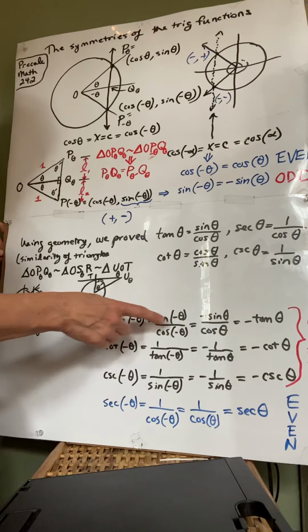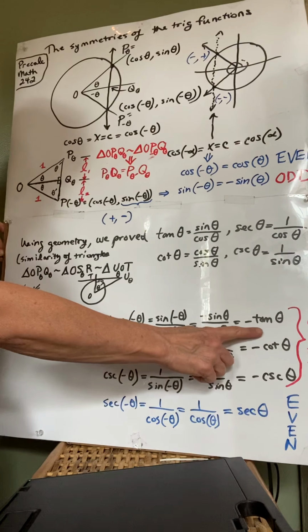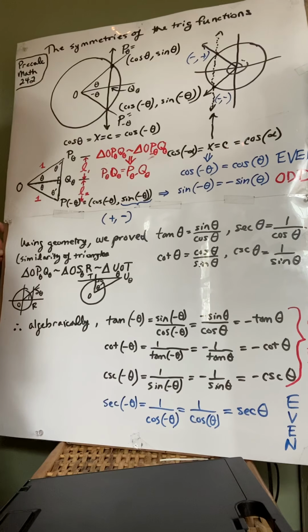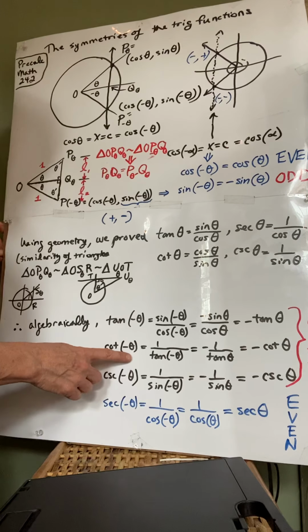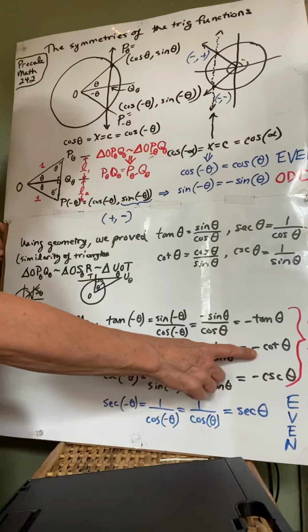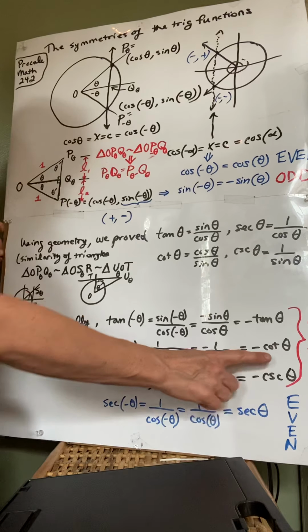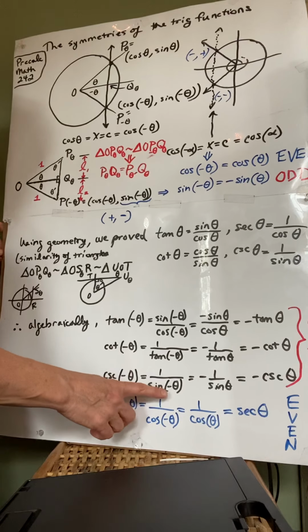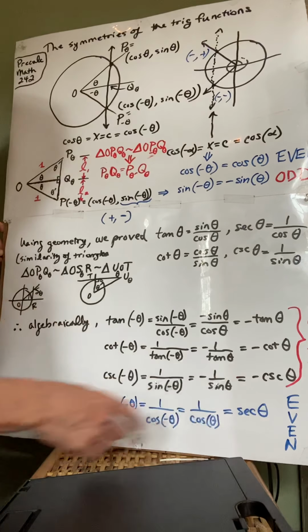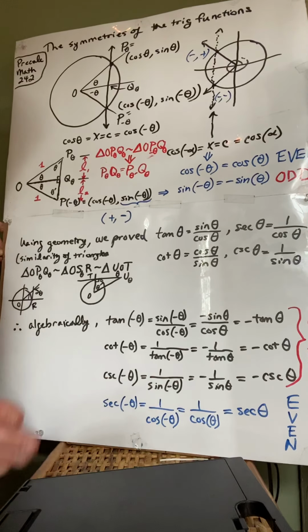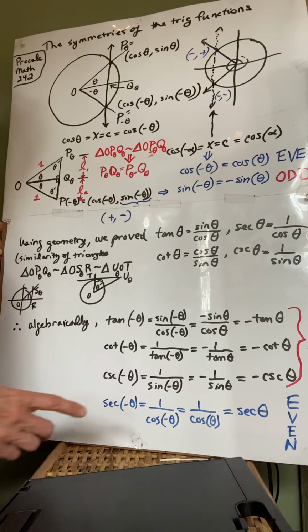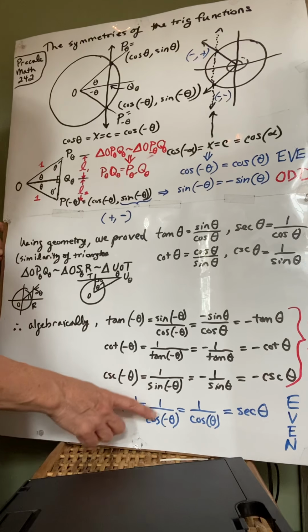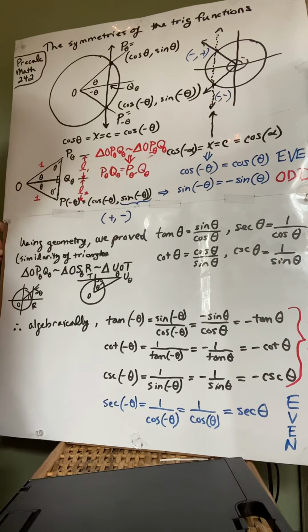Since I just proved that the tangent here is an odd function, then look at the cotangent of the opposite theta. Oh, that negative sign persists, and I have the cotangent is odd. The cosecant, because it's 1 over the sine, that's going to be odd. In fact, the only other even trig function is the secant, because that's 1 over the cosine. Okay.